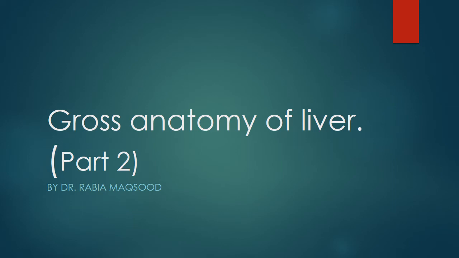We have already discussed the gross anatomical features of the liver and how the liver is divided into two anatomical lobes by the reflection of ligaments from its surface and certain fissures which are present on the surface of the liver.